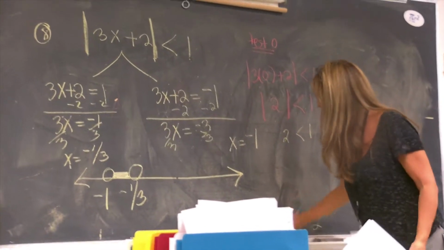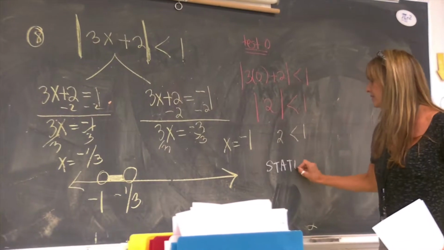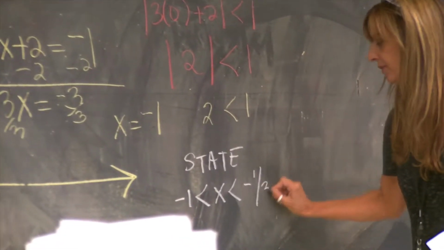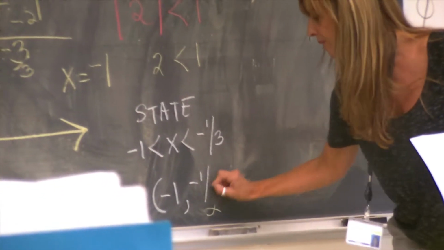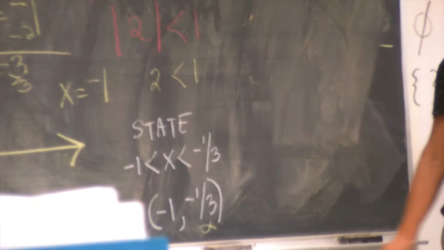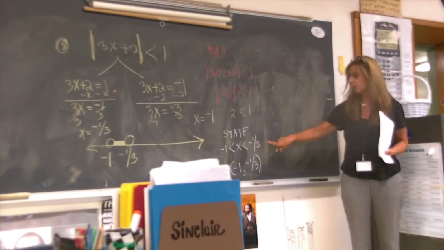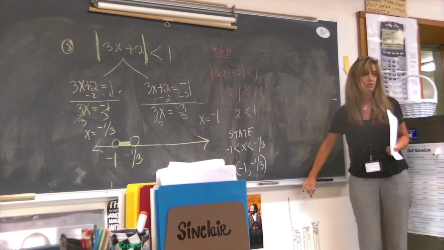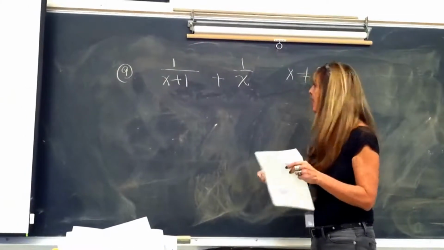How do you write that? How do you state it? Well, you could say -1 is less than x is less than -1/3. Or you could do soft bracket -1 to soft bracket -1/3. That's called interval notation. That's called inequality notation. Or set notation.